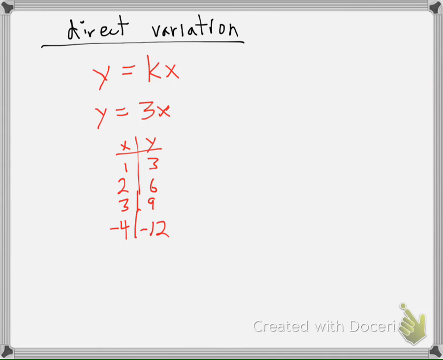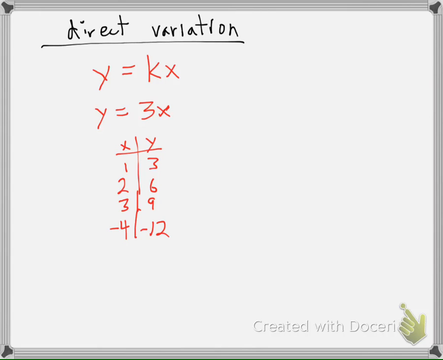Now, what direct variation means is every y value has the same relationship with every x value. This is just 3 times 1. This is 3 times 2. This is 3 times 3. This is 3 times negative 4, right? There's the same relationship between every single x and y value, and that relationship is multiplying by 3, right? Okay, so that's what direct variation means.